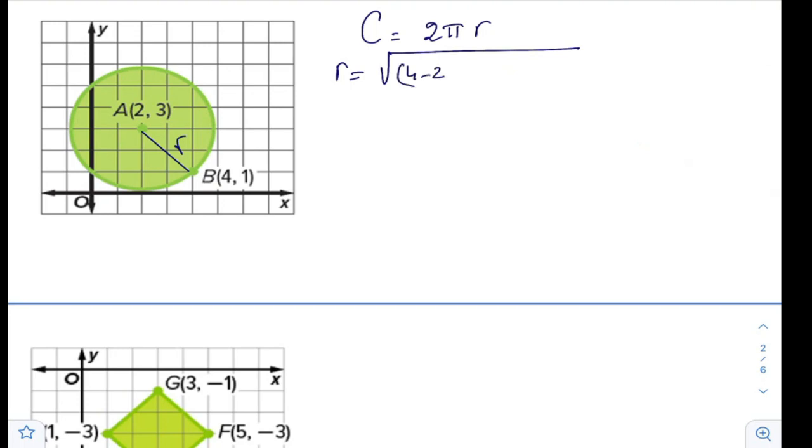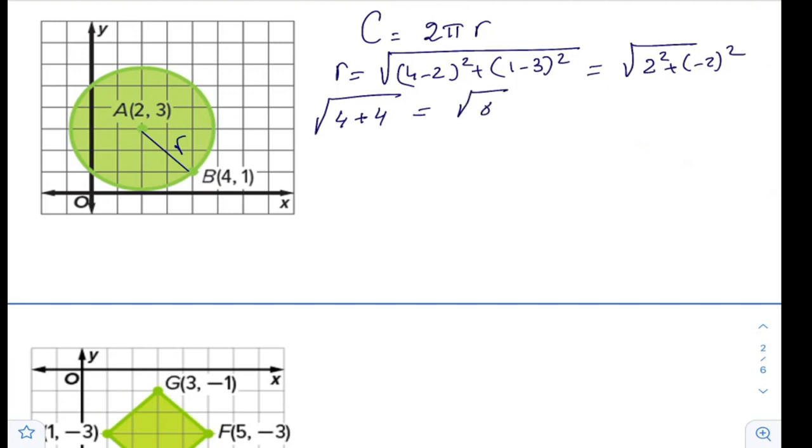4 minus 2 all square plus 1 minus 3 all square, which is 2 square plus negative 2 all square. Remember, even if you square a negative value, it should give you a positive value. 4 plus positive 4, it's square root of 8. I will leave it this way.